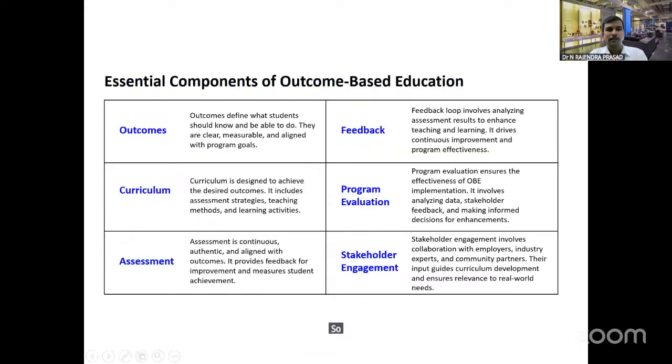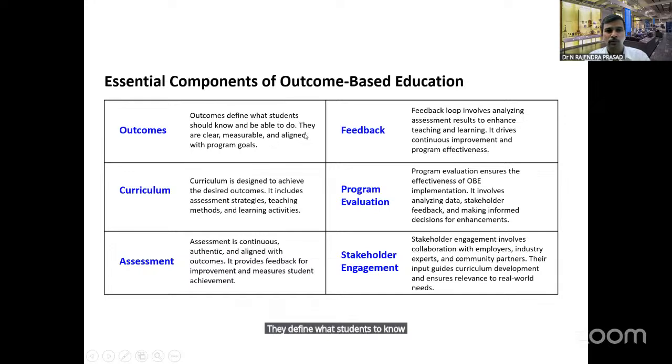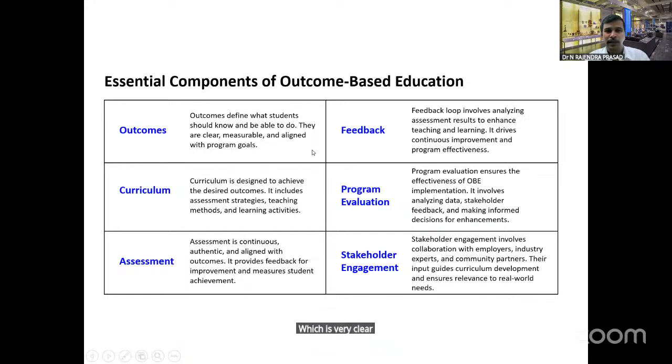So this slide is depicting the essential components of outcome-based education in order to brush up. So I hope you have really understood outcomes. They define what students are to know and able to do by the end of the graduation degree or post-graduation degree, which is very clear, measurable, and aligned with the program goals.